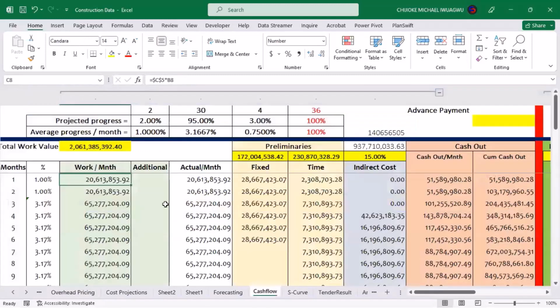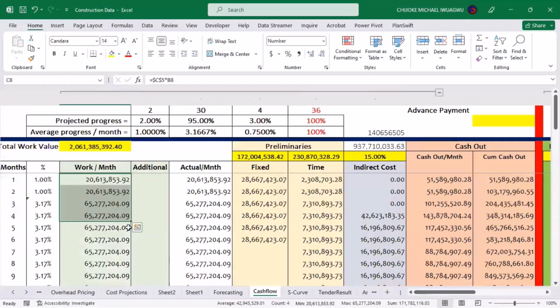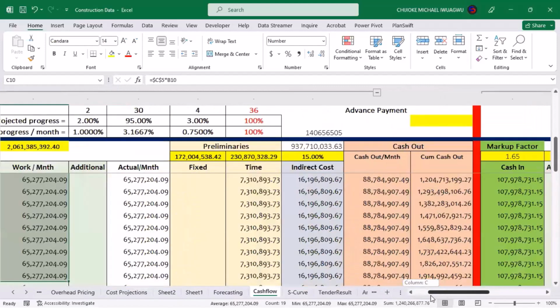Okay, so I will now be multiplying all this expected amount of money by that factor. For the first month of our project, I will now say 20.613 million times 1.65. I will do that, and I have to do it for all the periods because this is the basis of all my income. Now, let us see a little trick.